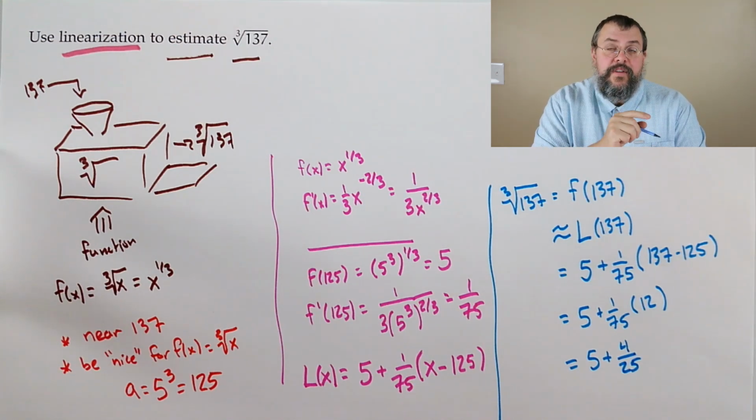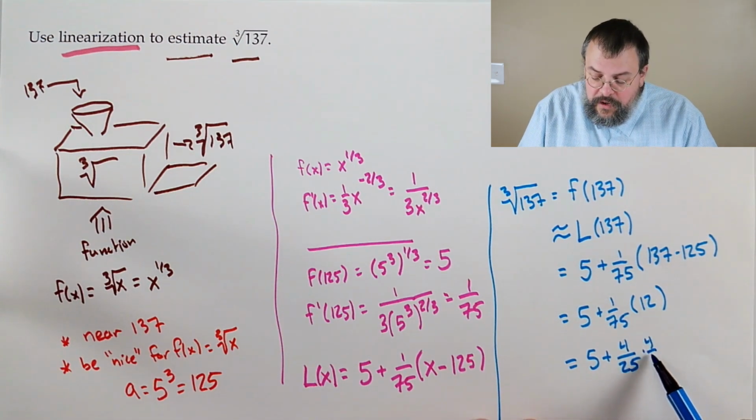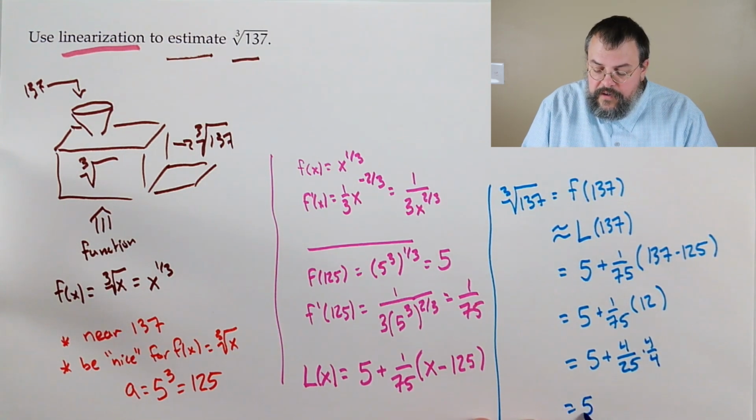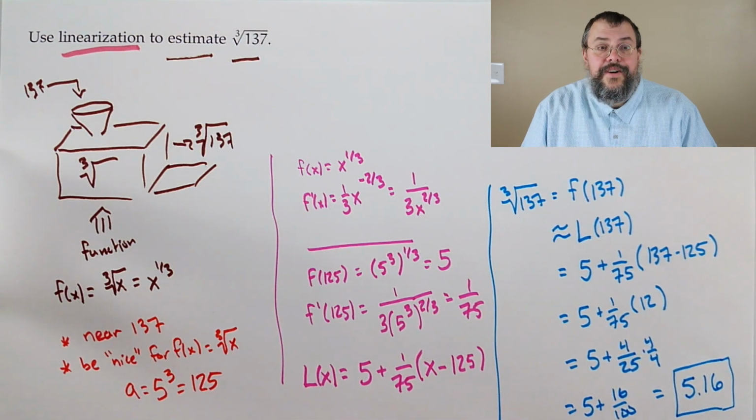All right, now we could actually go a little bit further and do decimal. Now 25 maybe is not the most convenient thing, but notice 25 is almost like 100. So if you multiply this by 4/4, you get 5 plus 16/100, or 5.16. And there you go.